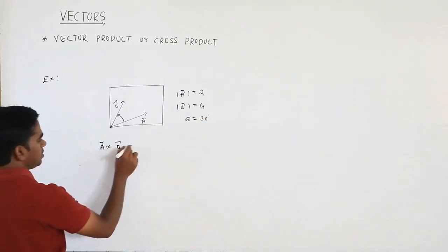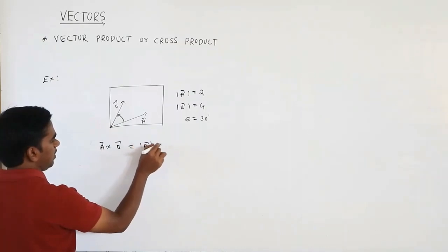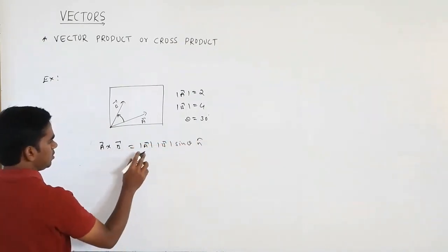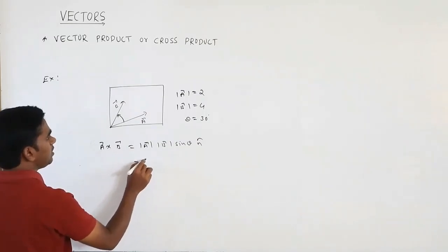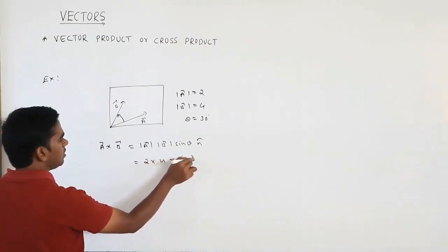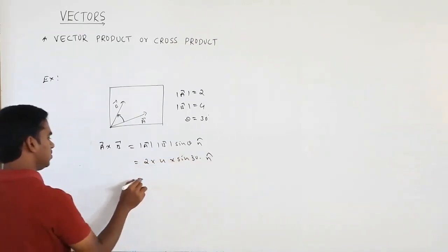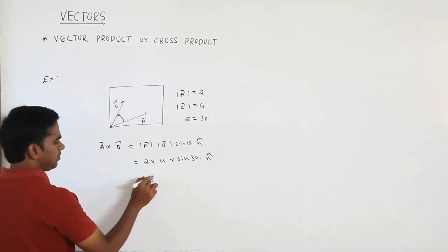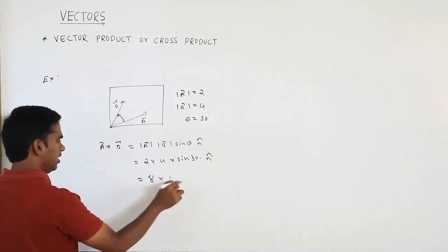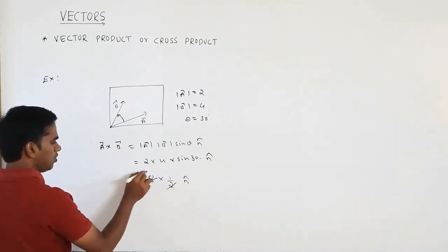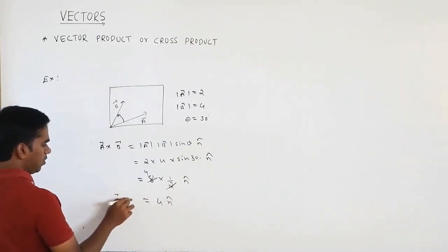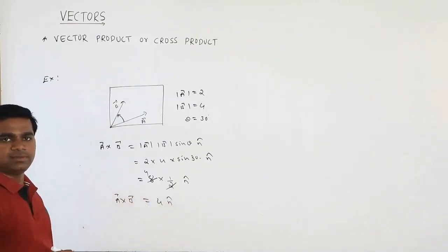So how can you find A cross B? Magnitude of A, magnitude of B, sine of theta, n cap. Magnitude of A is 2 and magnitude of B is 4, sine of 30 degrees, and n cap written as it is. So 8 sine 30: sine 30 is 1 by 2, and n cap as it is. So 4 n cap is your A cross B. Now n cap you have to define, that is very important.